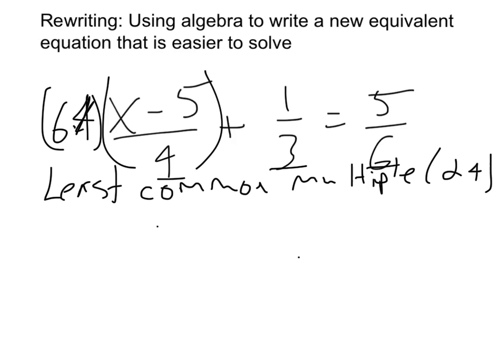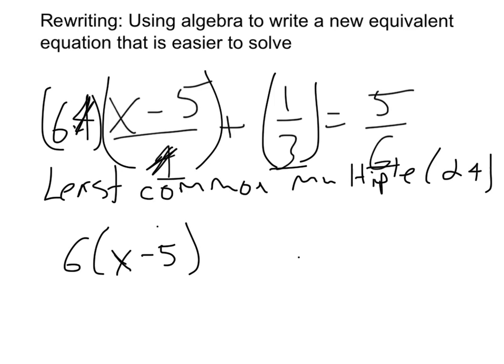Well, the 4's cancel, and what I'm left with is 6 times (x minus 5). Over here, I've got a 3. Well, that's multiplying, that's 8 times 3 is 24. Now again, I'm still multiplying by 24 in each of these. I'm just writing it slightly different to make it easier on me. So the 3's cancel, and I'm just left with 8 times 1.